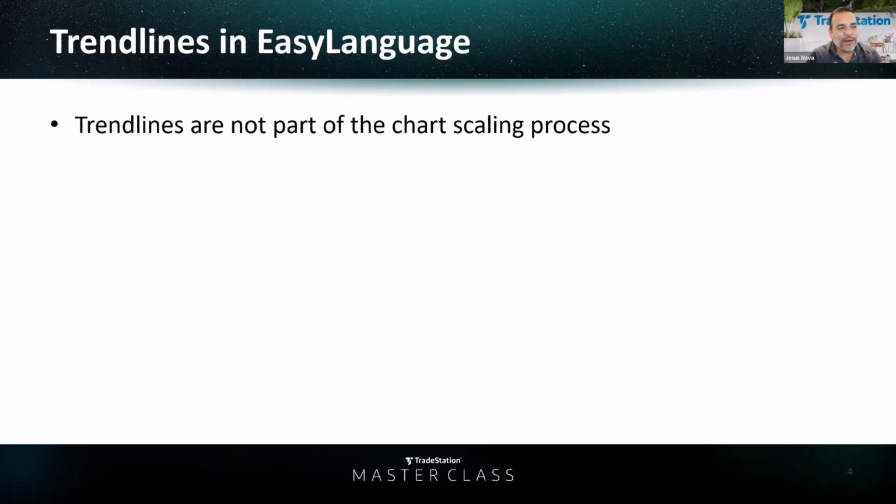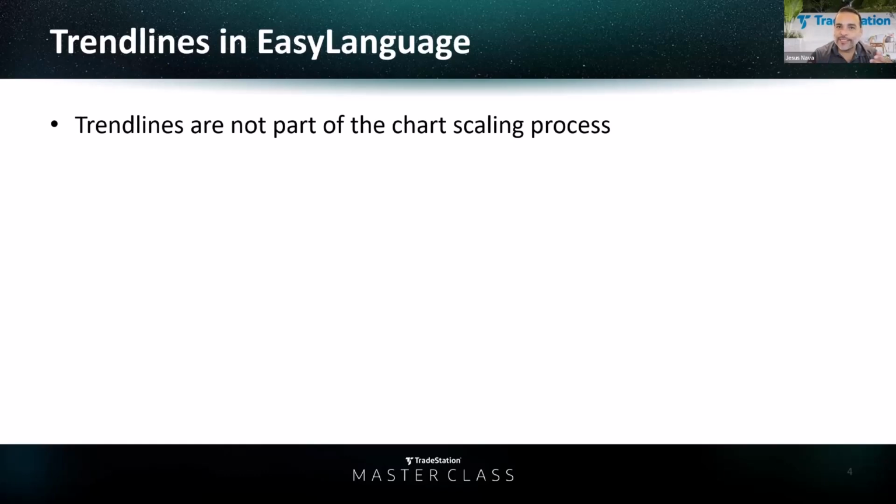Trend lines are not part of the chart scaling process, meaning that if you draw a trend line and then you change the time frame of the chart, that trend line may disappear. All of a sudden, you find out that you have no trend line on the chart.